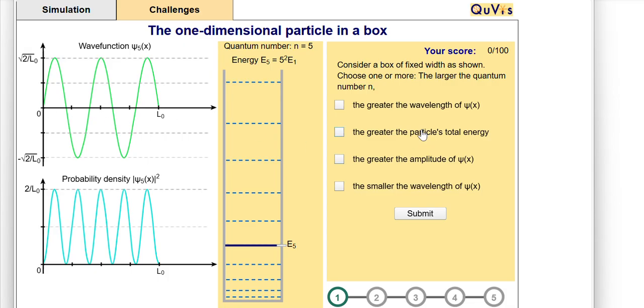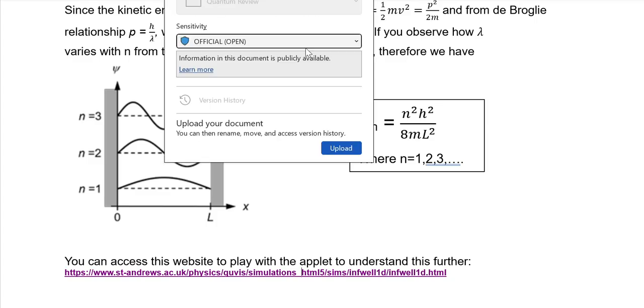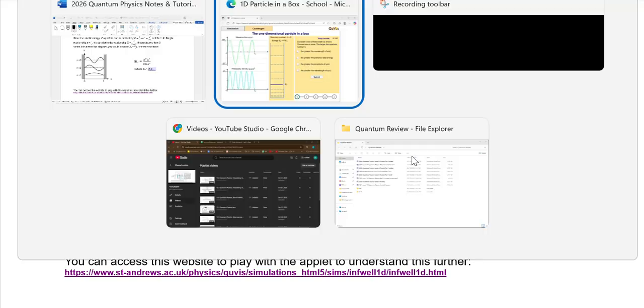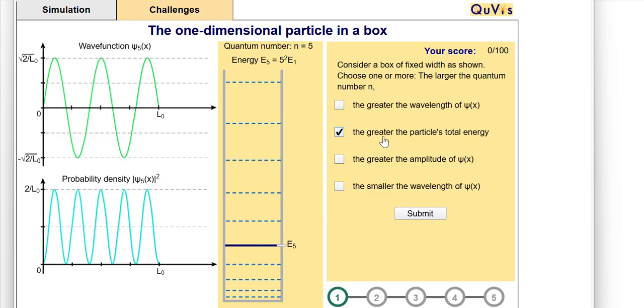Greater the particle's total energy. This one we have to go back to the formula we discussed earlier, which is this one. So if you look at this formula here, the greater the quantum number, does the energy become higher? The answer is yes, because the energy is proportional to n squared. So clearly this one is correct. Number one is wrong, number two is correct.